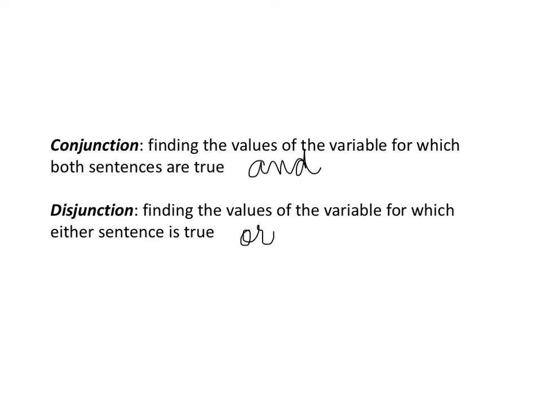A disjunction would be like saying, if you're going to stay on your parents' insurance, you either need to be under the age of 18 or you need to be a college student. So as long as either one of those are true, then it would be true. So that would be considered a disjunction.